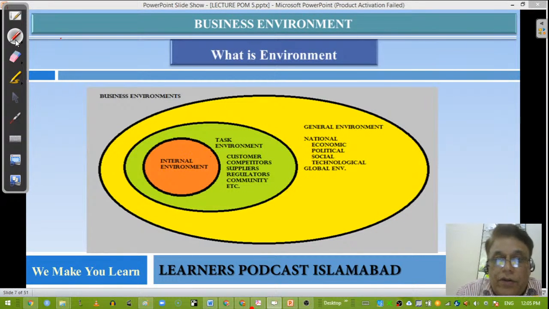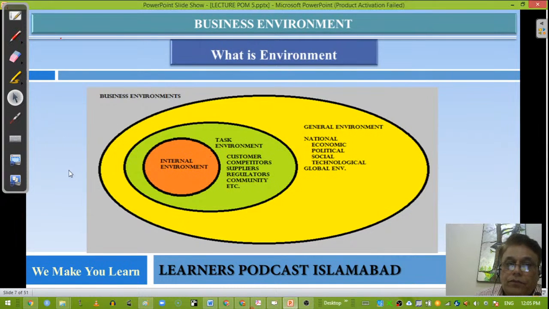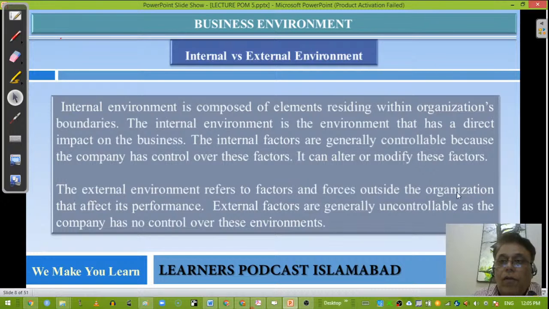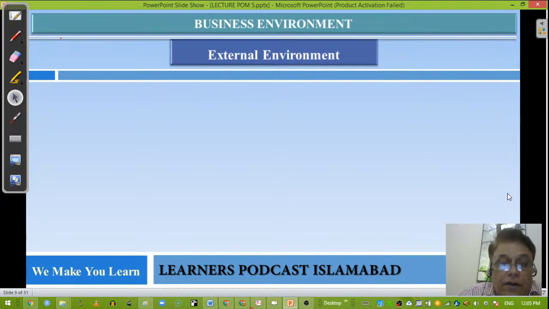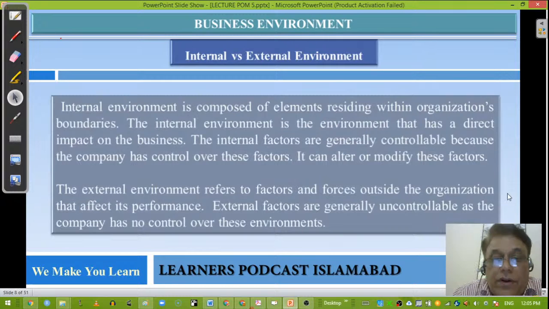So what is the internal environment? The internal environment is composed of all the forces that are residing within the organizational boundaries. The internal environment is the environment that has a direct impact on the business. The internal factors are generally the controllable factors, and the business has some control over these factors. So they can alter it, they can modify it, they can accommodate themselves with these resources.